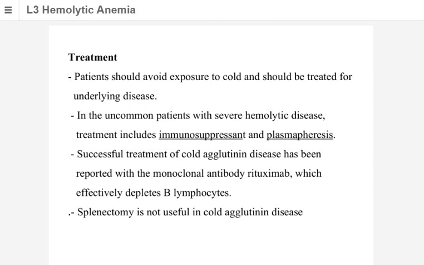Treatment in case of cold agglutinin disease. Patients should avoid exposure to cold and should be treated for the underlying disease. In the uncommon patients with severe hemolytic disease, treatment includes immunosuppressants and plasmapheresis. Successful treatment of cold agglutinin disease has been reported with the monoclonal antibody rituximab, which effectively depletes B lymphocytes. B lymphocytes are the primary source of the antibody against the RBC, and this is why the patient benefits from rituximab. Splenectomy is not useful in cold agglutinin disease, but it is useful in warm antibody disease.